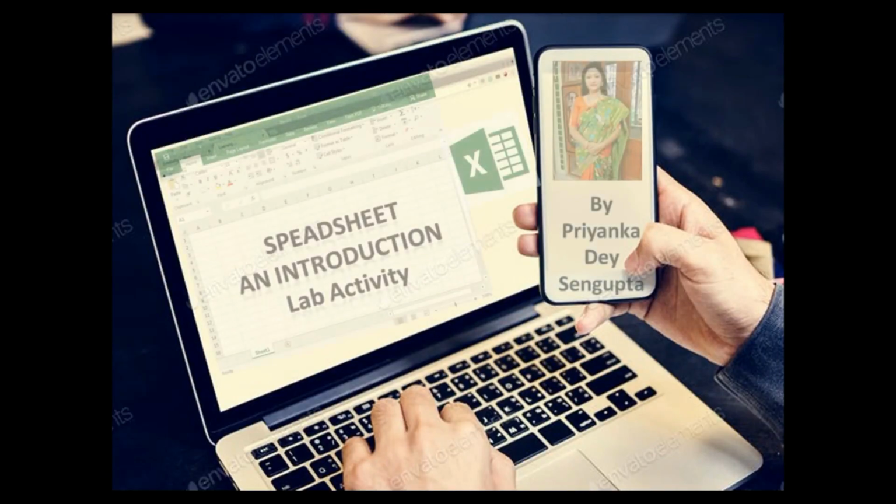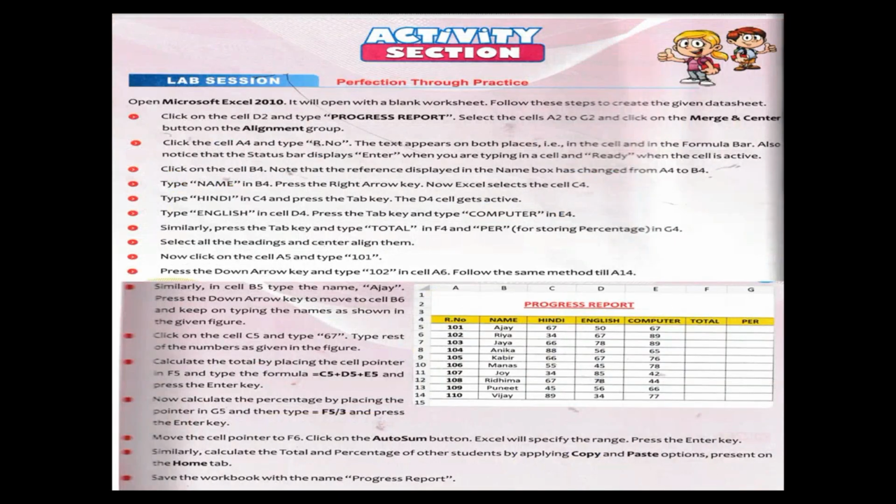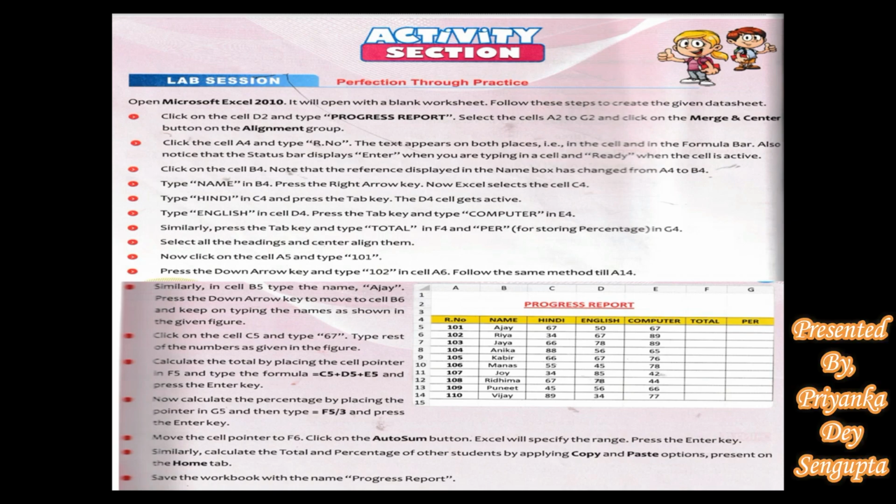Hello everyone. Today we will discuss an activity based on spreadsheet. The question is as follows. You are given a worksheet under the name progress report. 7 columns are there: RNO, name, Hindi, English, computer, total and per.